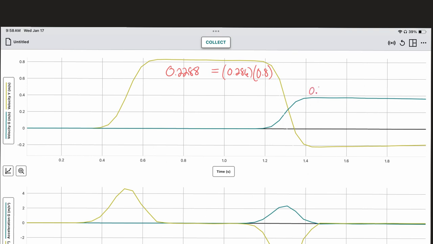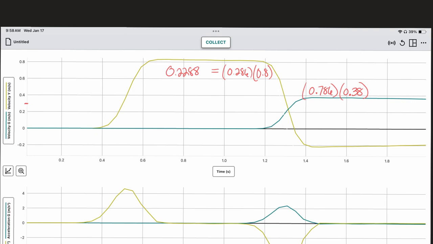Now, after the collision, we added 500 grams to the 286 gram car. So that's 0.786. And it's got a velocity that's just under 0.4. So I'm going to say, well, and this is 0.3. So that's probably 0.38. Would you guys agree with that?